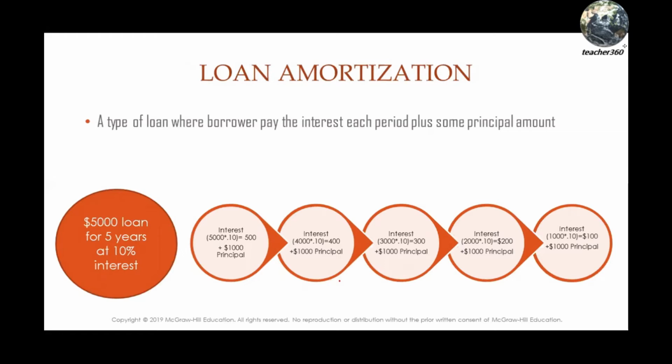For example, suppose a business takes out a $5,000 5-year loan at 9% interest, and the loan agreement calls for the borrower to pay the interest on the loan balance each year and to reduce the loan balance each year by $1,000. Because the loan amount declines by $1,000 each year, it is fully paid in 5 years.